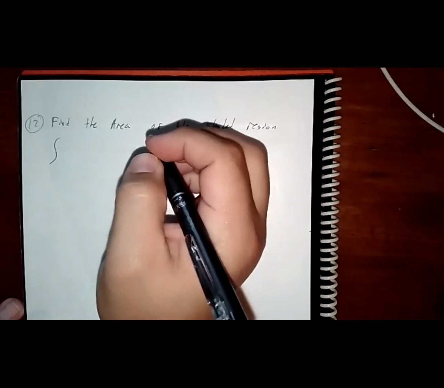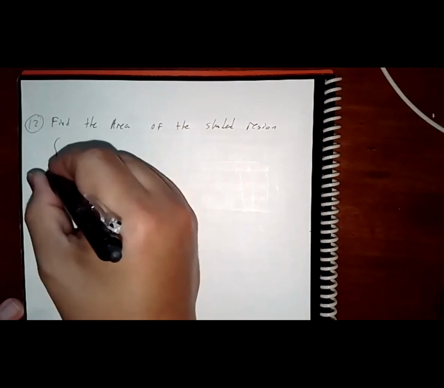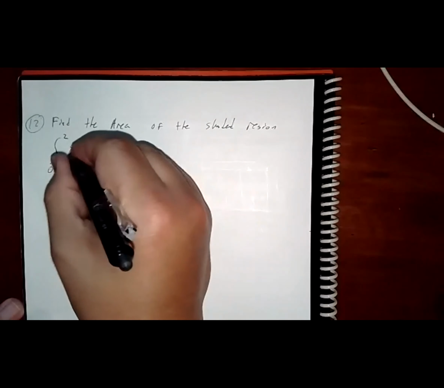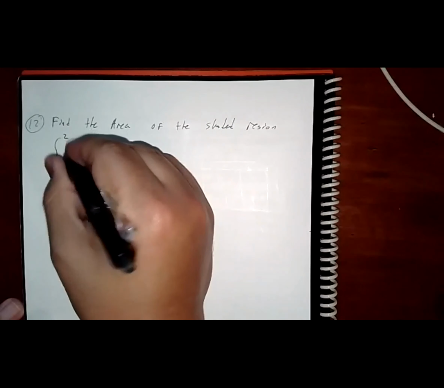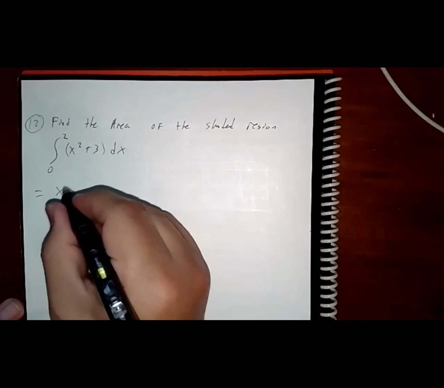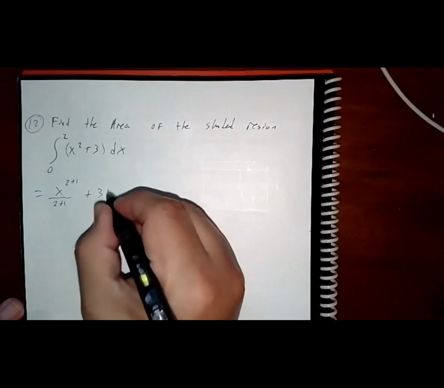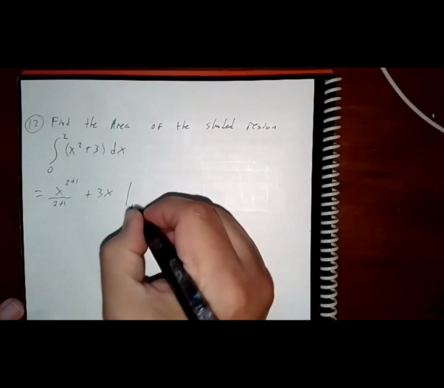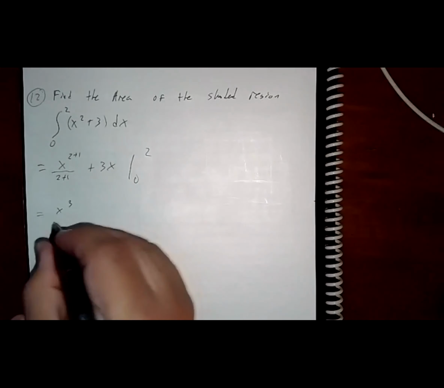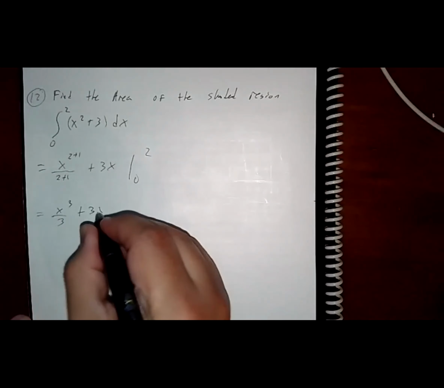So the integral from 0 to 2, on the top of the graph, is x squared plus 3. So that's what you're going to integrate. That will be x squared, plus 1 over 2 plus 1, plus 3x from 0 to 2. So that'll be x cubed over 3 plus 3x from 0 to 2.